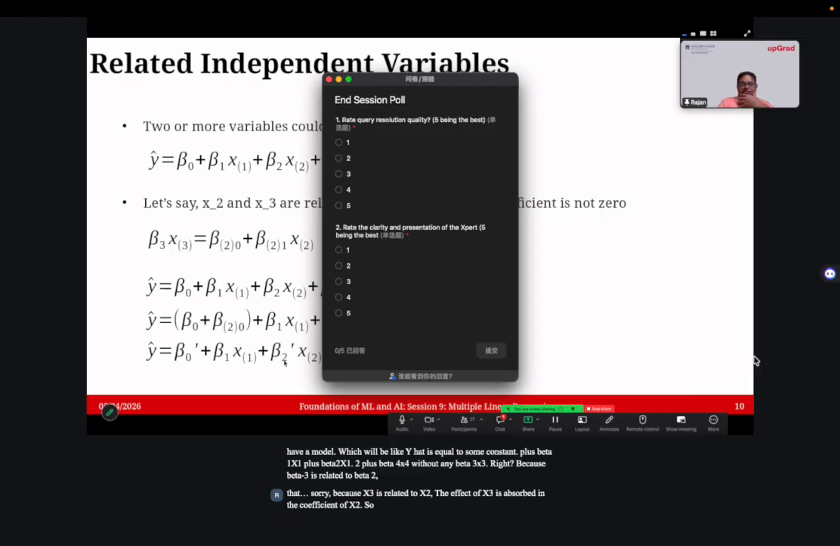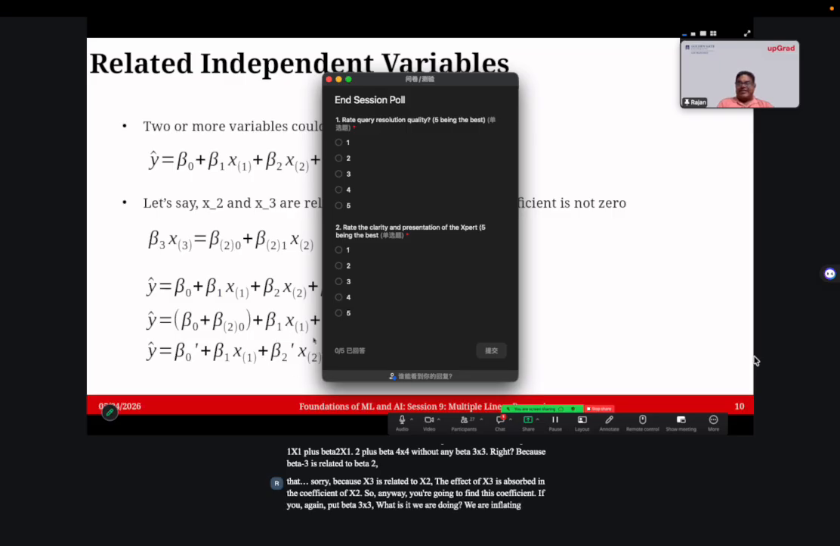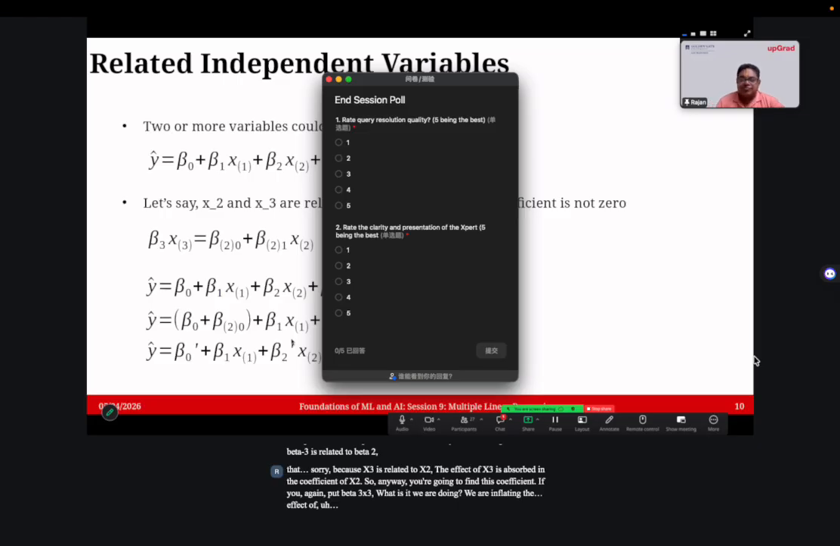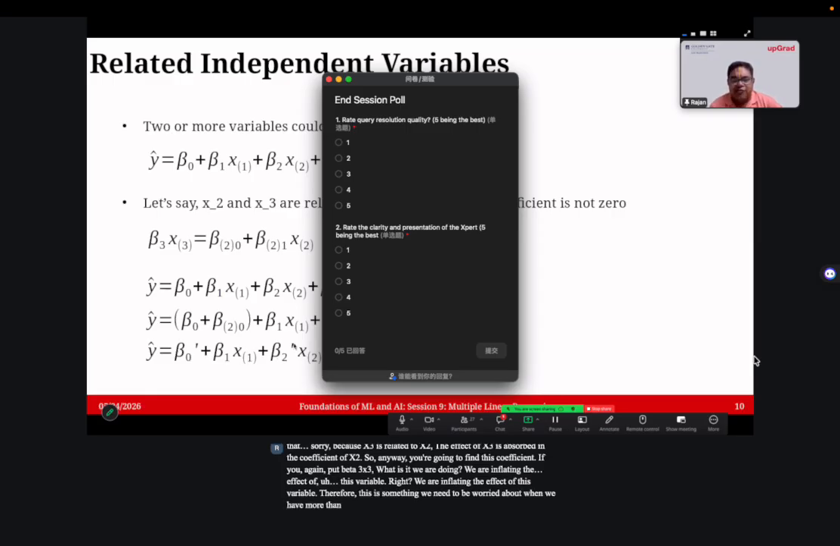So anyway, we are going to find this coefficient. If you again put beta 3 x3, what are we doing? We are inflating the effect of this variable. Right? Therefore, this is something we need to be worried about when we have more than one variable in the model. How do we ensure that? So the key idea is this.